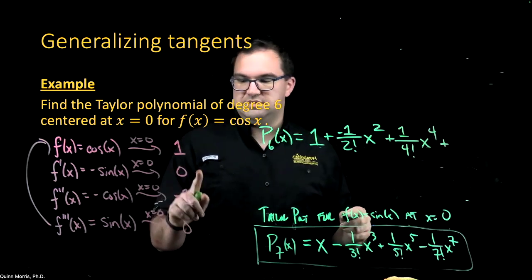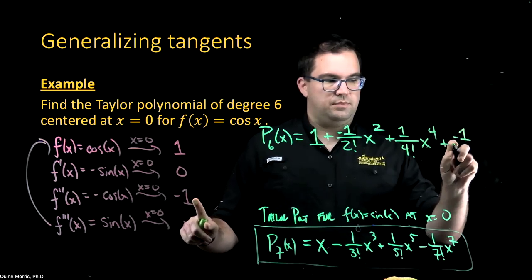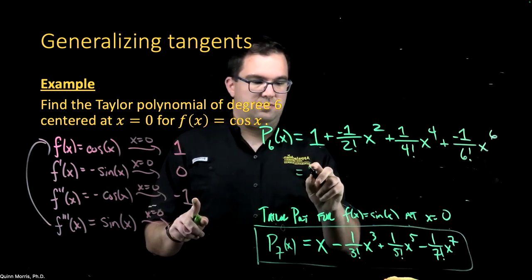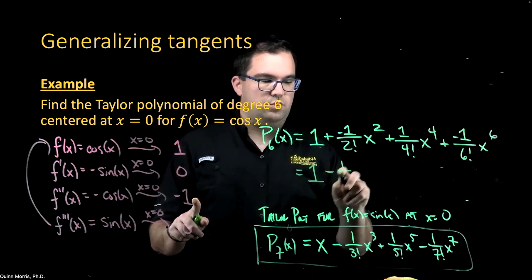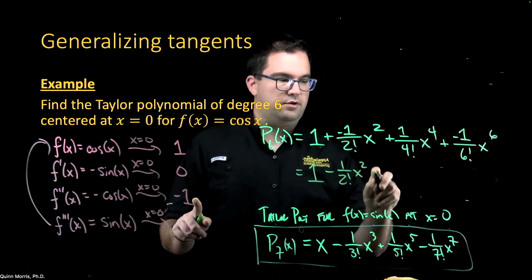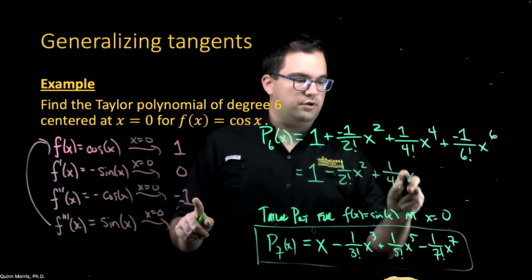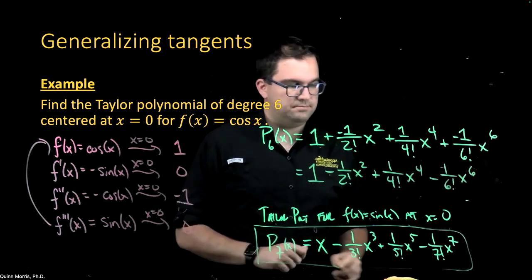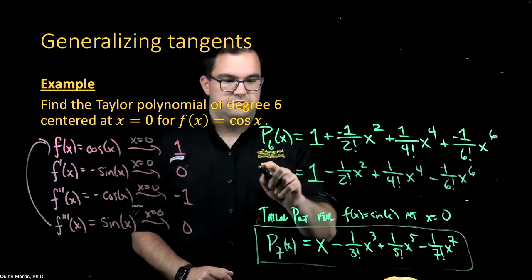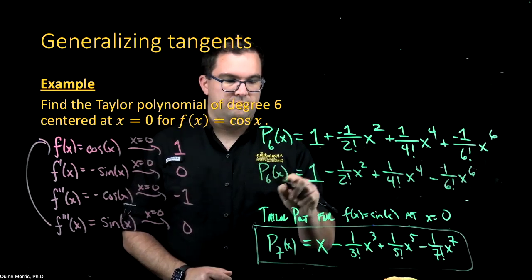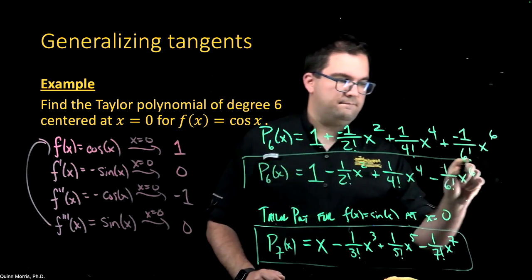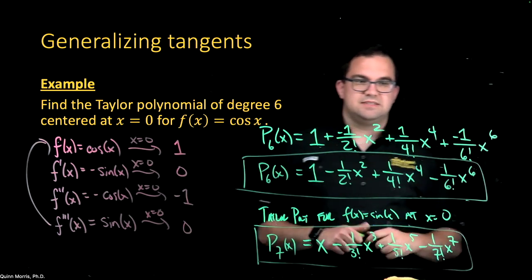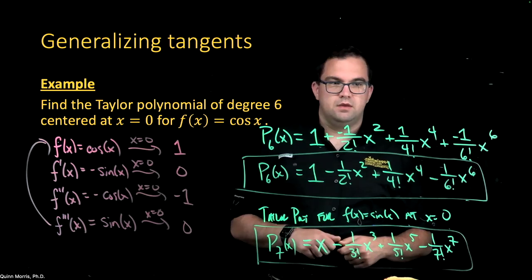The fifth degree term will be 0. And then the sixth degree term will be negative 1 over 6 factorial x to the sixth. Now, cleaning this up a little bit, this is 1 minus 1 over 2 factorial x squared plus 1 over 4 factorial x to the fourth minus 1 over 6 factorial x to the sixth. Okay. Now this is the Taylor polynomial of degree 6 centered at x is equal to 0 for cosine of x.